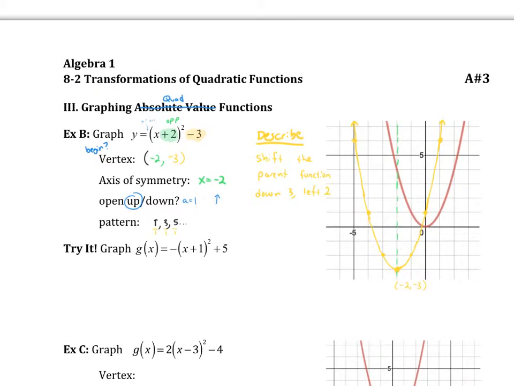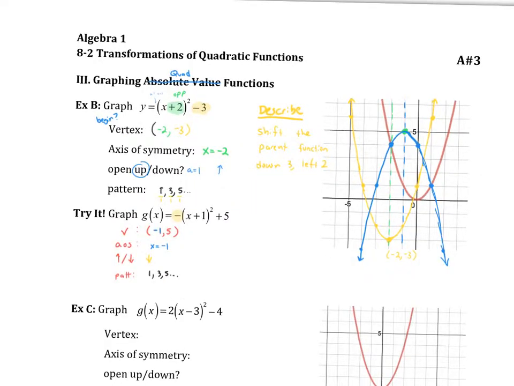Describe to your neighbor down here what's happening. So in other words, what's the vertex, axis of symmetry, open up or down, and pattern? Talk to your neighbor, go. And then we can check our work with the try it.